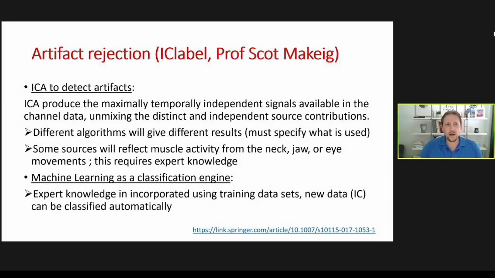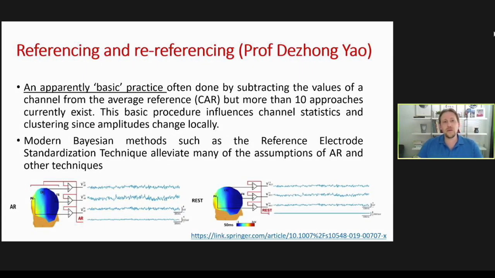Once the data are cleaned, we typically use re-referencing, which is again an apparently very basic practice, often done by subtracting the values of a channel from the average reference, also known as CAR, common average reference. But there's actually more than 10 different approaches. And the basic procedure influences the channel statistics and the clustering because the amplitudes change locally.